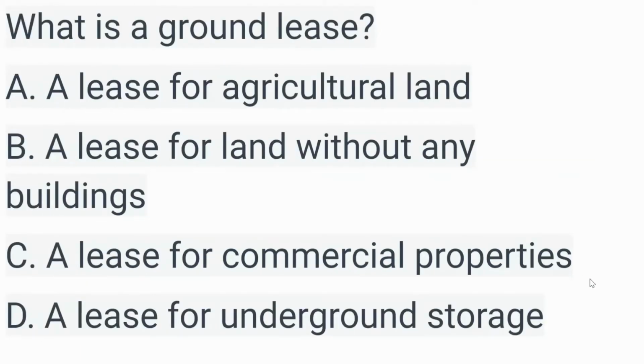What is a ground lease? A, a lease for agricultural land. B, a lease for land without any buildings. C, a lease for commercial properties. D, a lease for underground storage.